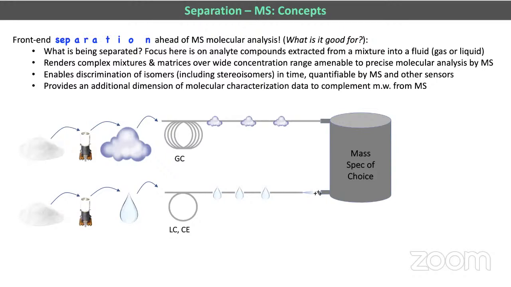It enables discrimination of isomers that I've mentioned in time, and those can then be quantified by MS. Again, if you have cleaned up and simplified the population of molecules that the MS has to deal with at one time, you stand a much greater chance at doing proper quantitation. And the front end itself provides something like retention time.